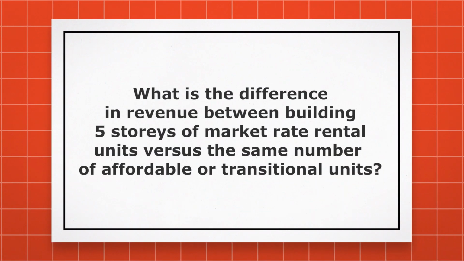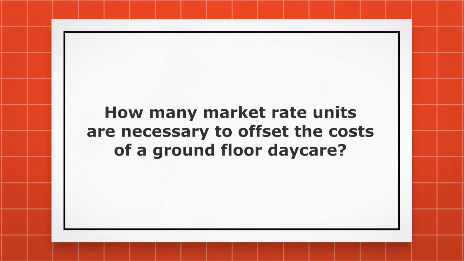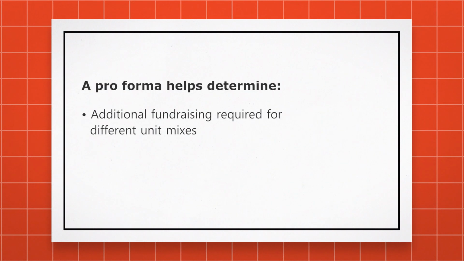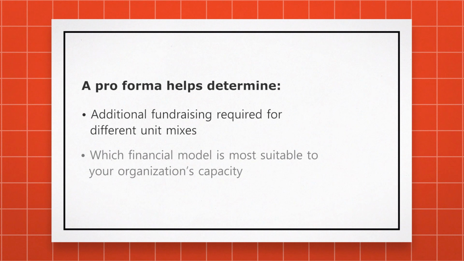For example, a Proforma can answer questions like, what is the difference in revenue between building 5 stories of market rate rental units versus the same number of affordable or transitional units? Or, how many market rate units are necessary to offset the cost of a ground floor daycare? A Proforma will help you to determine how much additional fundraising might be required for different unit mixes and which financial model is most suitable to your organization's capacity. Proformas are dynamic. They can and will change over time, and that's okay. It's to be expected, and you can prepare for change.